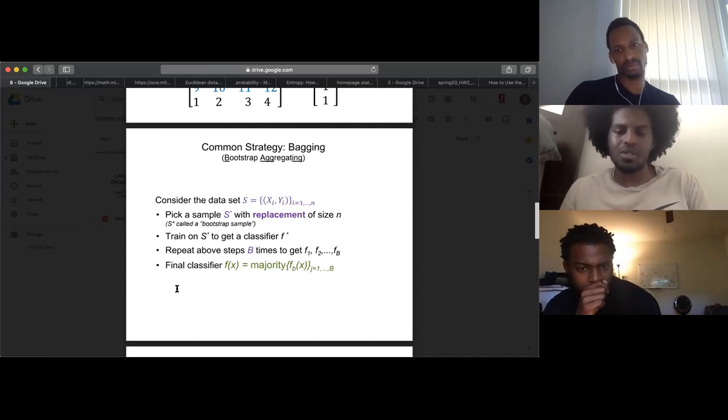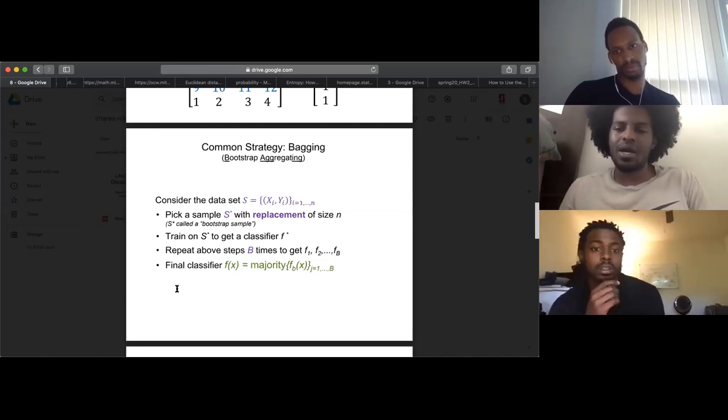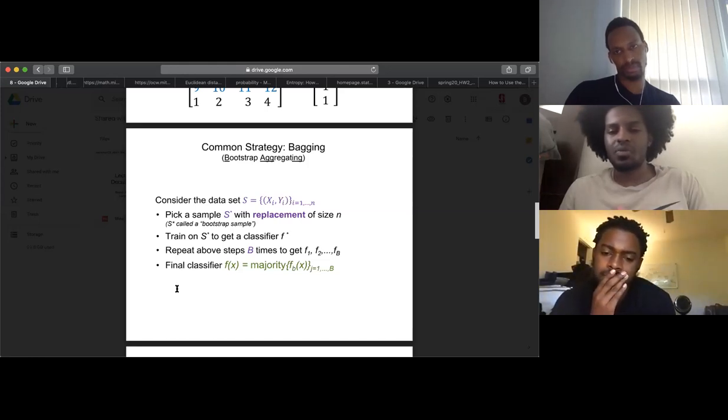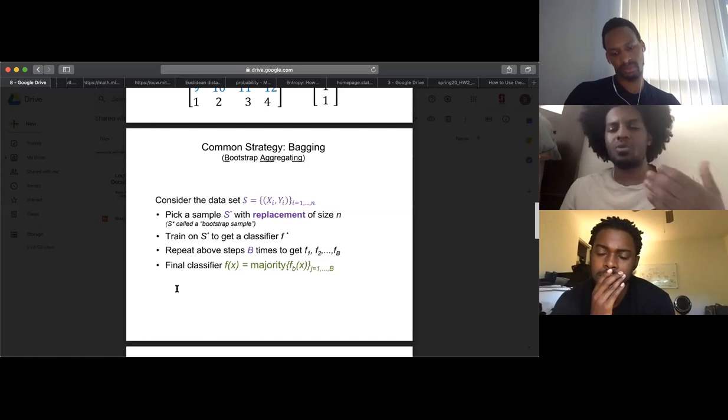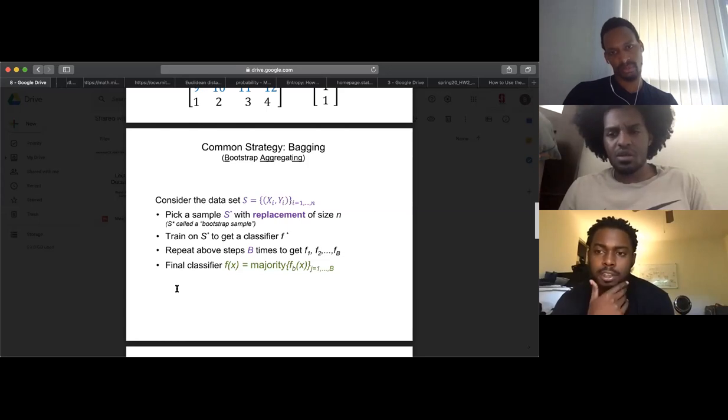That means the one with the highest output, meaning if I have F of 1 to F of B, the one with the highest frequency of a specific class should win. Does that make sense? Yeah.